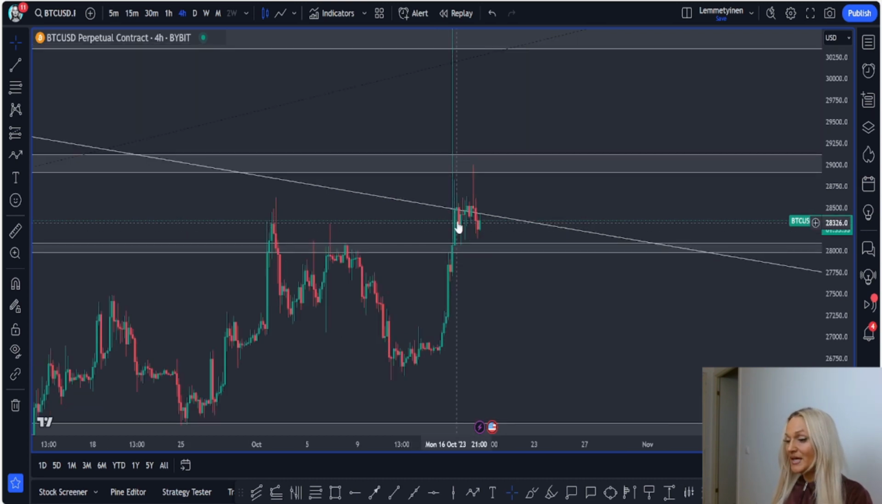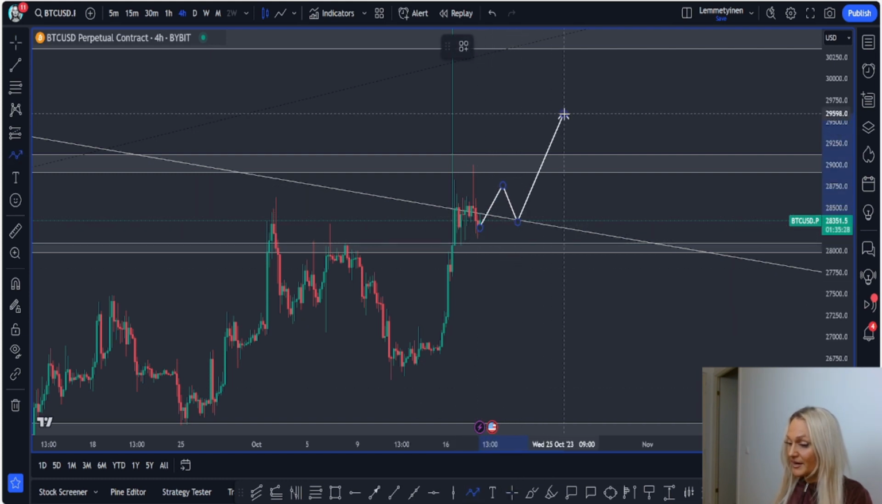So as I said in the beginning, the market is going sideways. We're waiting for the market still to either break above the highs or break below the lows, and from that we're taking our decision.